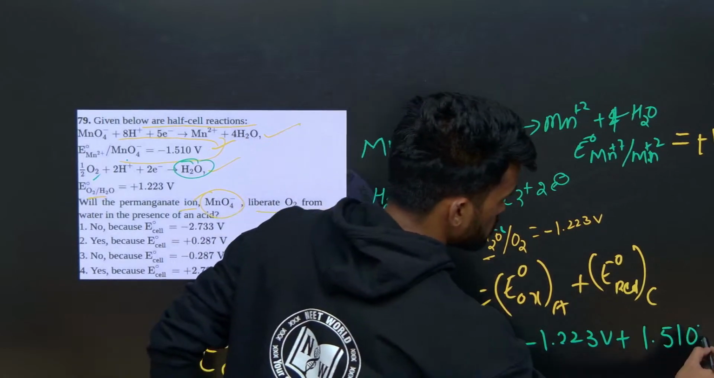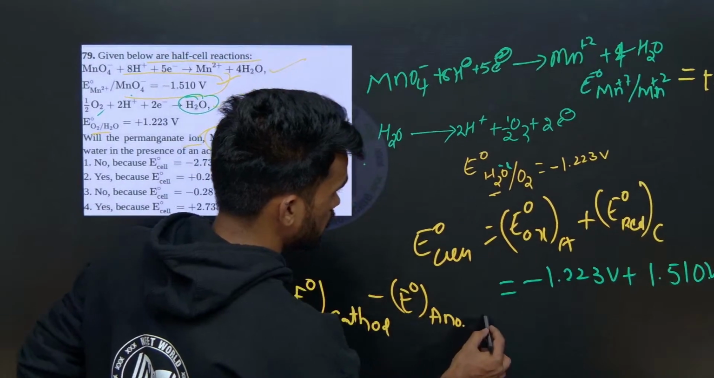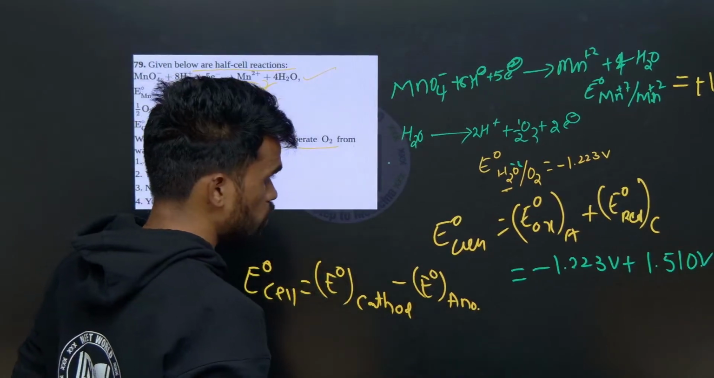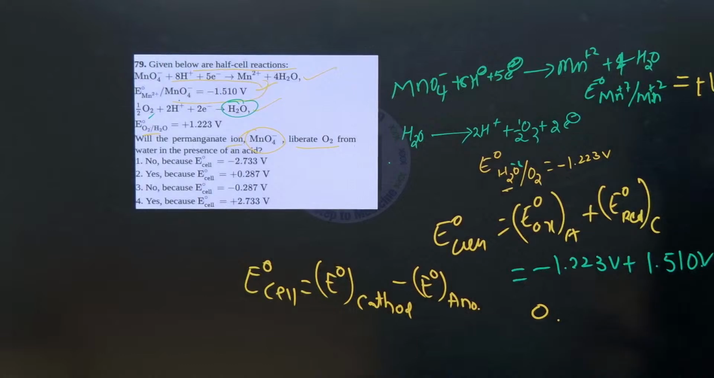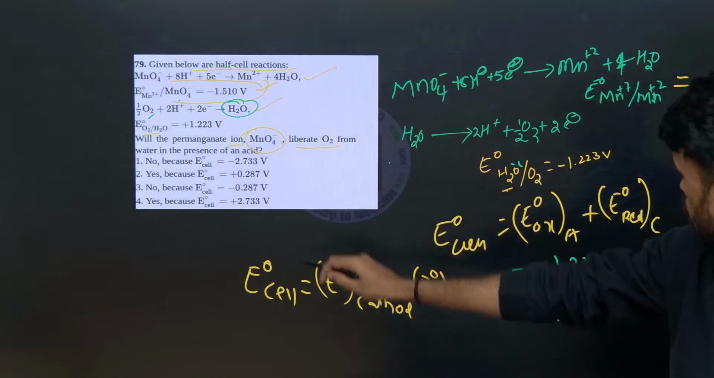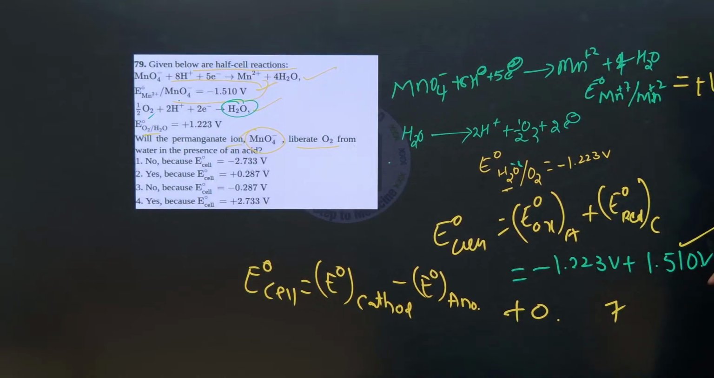So from this what can we get? We get a positive value only because this is the bigger value, so we will be getting plus 0.287 volt.